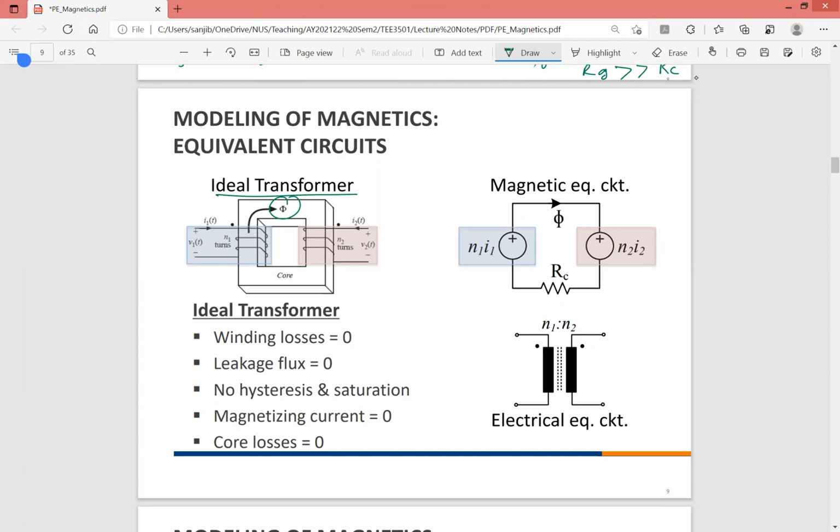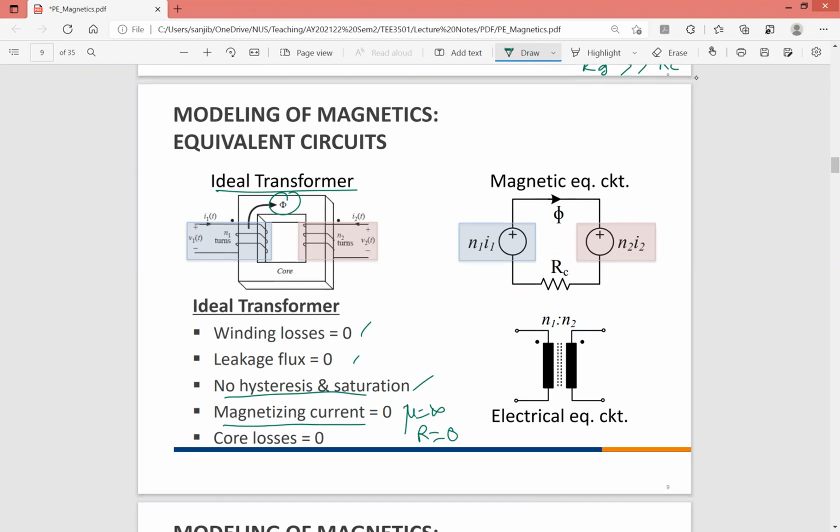So the ideal transformer will have the same flux in both primary and secondary. And we assume that there are no losses, no leakage, no hysteresis and saturation, and another type of loss called eddy current loss, which you learn. Because the permeability is infinity, the reluctance is zero. If the reluctance is zero, you won't need any magnetizing current to produce the flux. Very little or negligible magnetizing current is required.